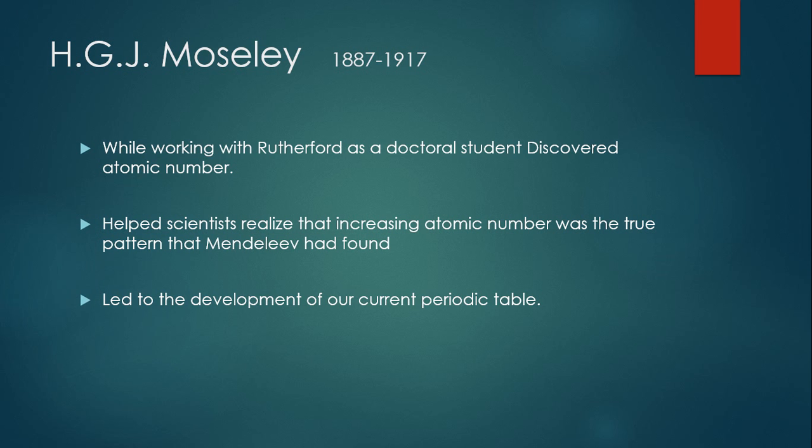You can read about that. It's not really that important to me that you know how he discovered atomic number, but he did. This helped scientists realize that not atomic mass, but atomic number was the real pattern that Mendeleev had found. When they compared Mendeleev's periodic tables to atomic number, it fit perfectly.